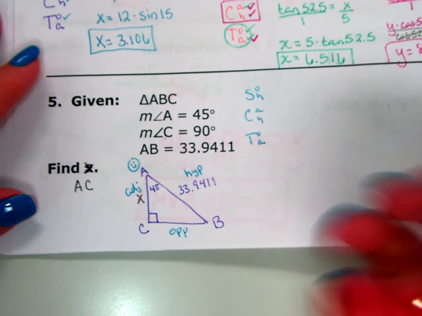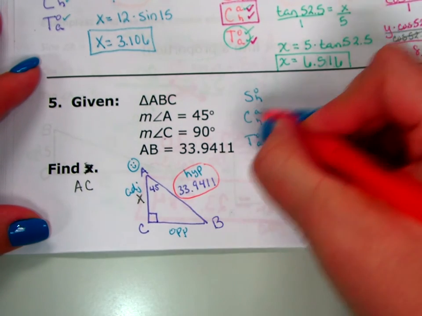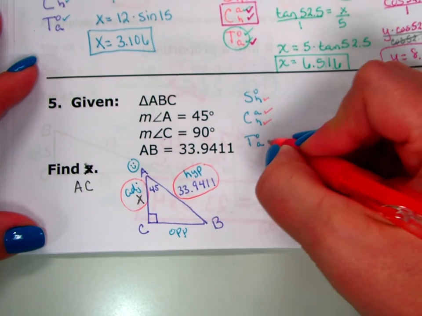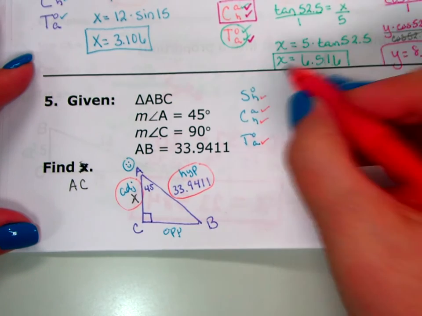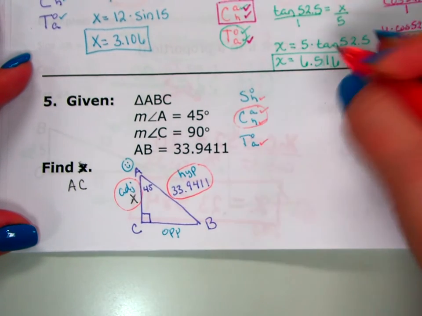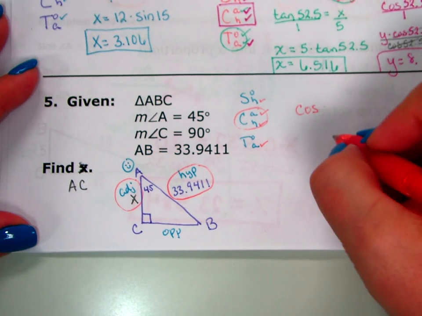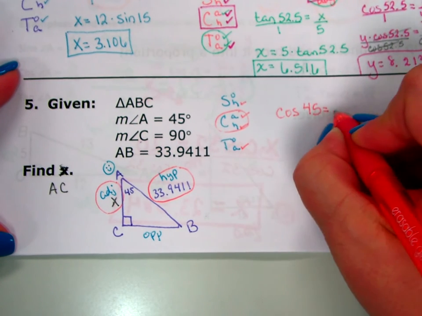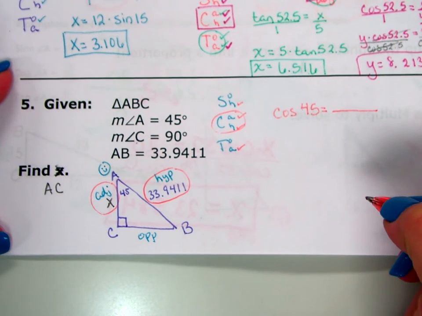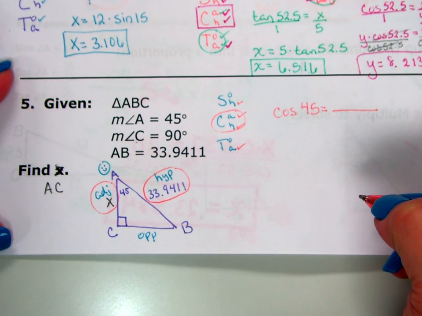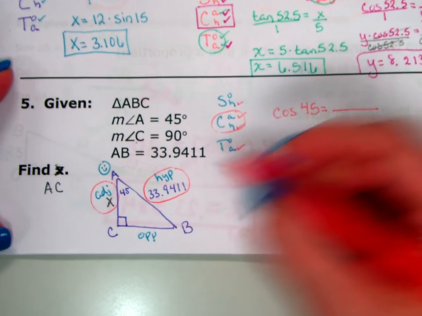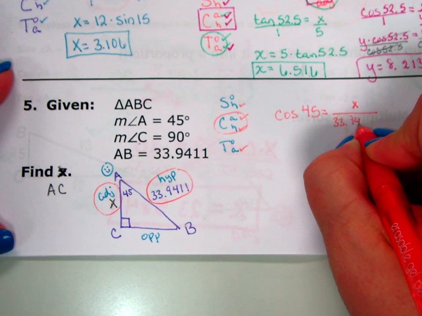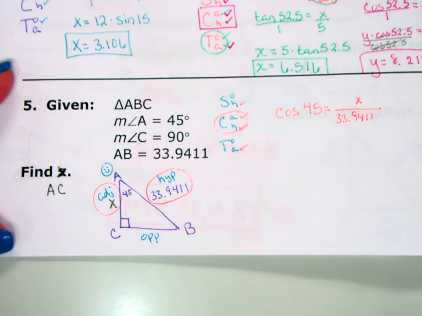What side do I already know? I already know the hypotenuse. What side am I trying to find? The adjacent. Which trig function am I going to use? Cosine. Cosine of how many degrees? 45. Equals, what's going to go on top of my fraction? X, right? It's A over H. My A is X. My H is 33.9411.